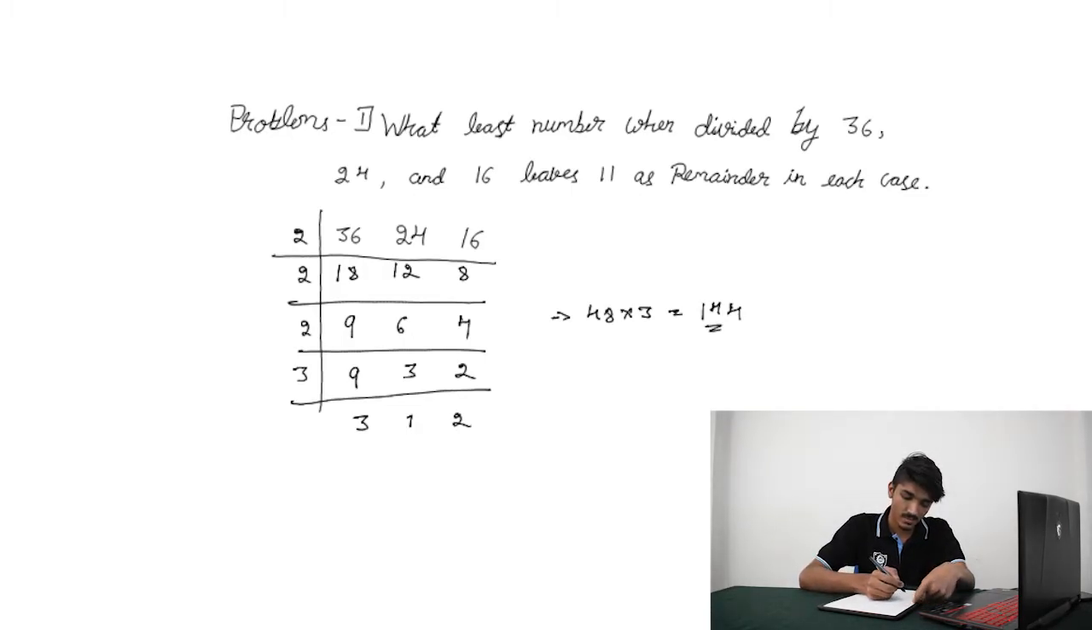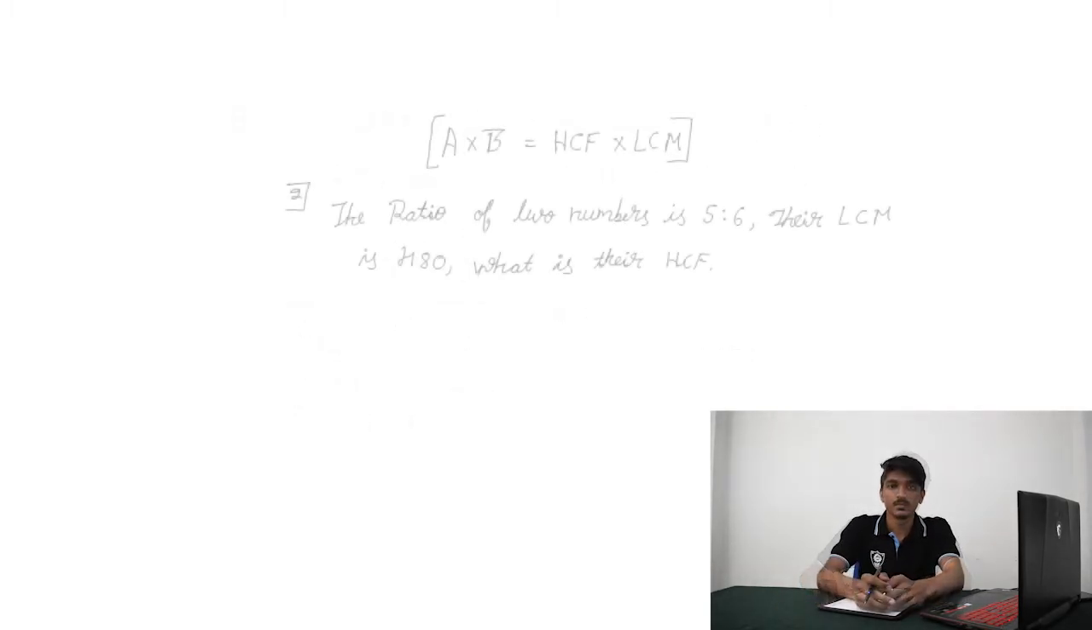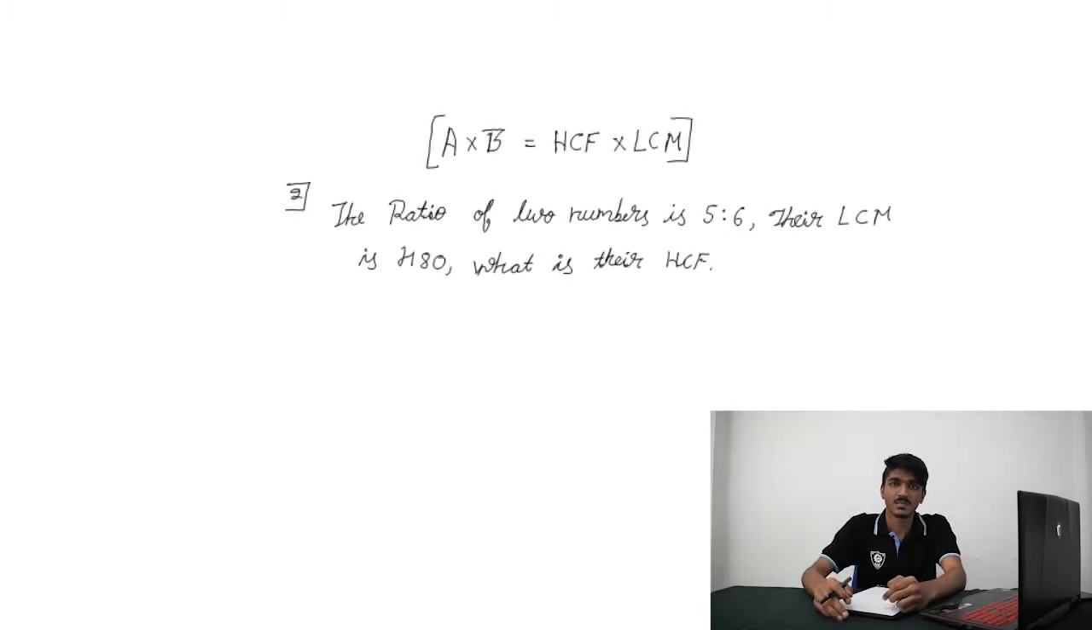The question says leaving 11 as remainder. So since the LCM is 144, if you divide 144 by all the three numbers, the remainder will be 0. It's given that 11 is the remainder, so just add the remainder to the LCM you got. The number will be 155. This is the answer. Now let's see the second type of questions which can be asked in placement tests.